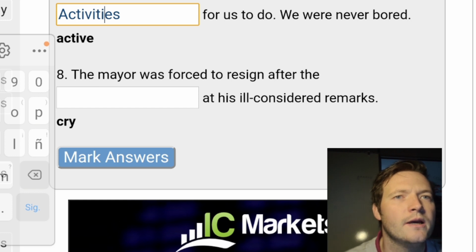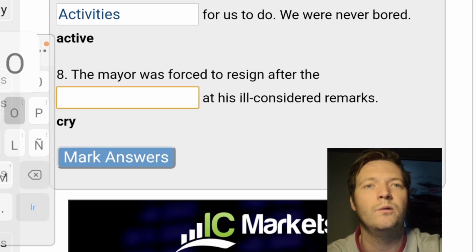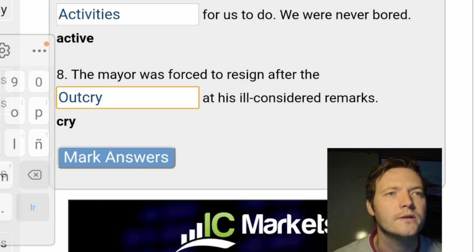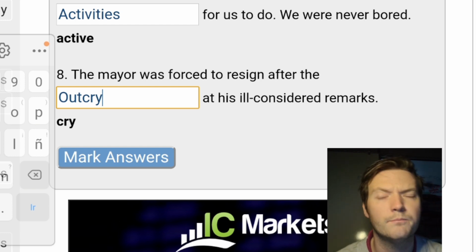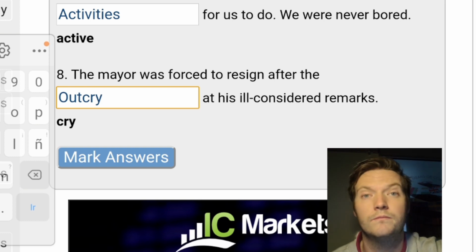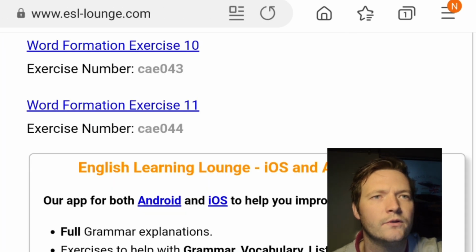The mayor was forced to resign after the cry at his ill-considered remarks. Again, one of these words that they expect that no one will know. Outcry, indignation. Oh, for goodness sake. Outcry. God, this keyboard is small. I'm sorry to keep complaining about the same thing. The outcry, the indignation and protests at his ill-considered remarks. He made some comments that were not really in good taste. Check the answers, and they're all damn well correct again, of course.